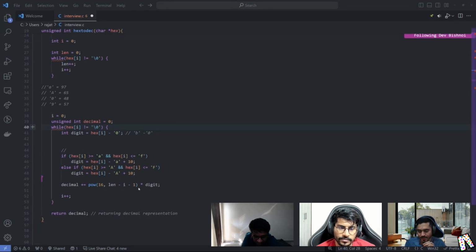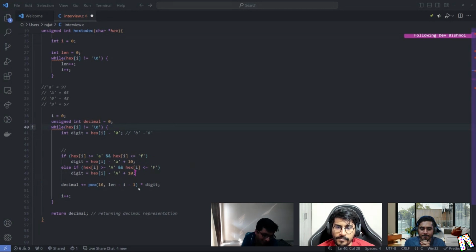Nice. I think this is something I never took into consideration. I think this removes two executions of line number 47, two checks basically. Yes.